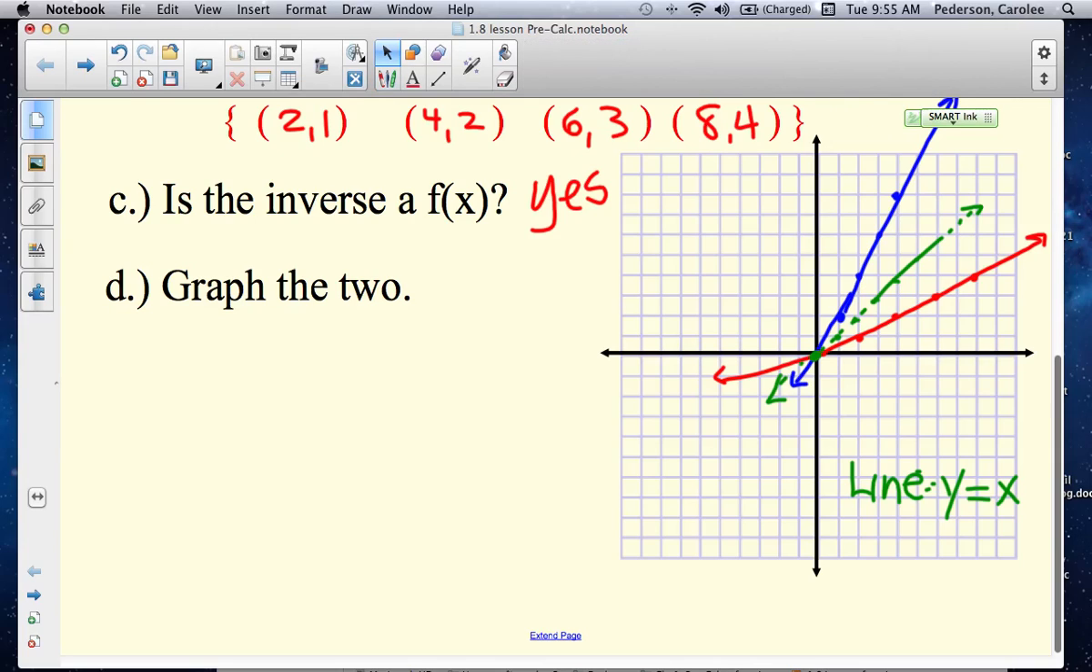This is a relation, a set of ordered pairs. To find its inverse, you just flip-flop the terms. Every x becomes a y, every y becomes an x.